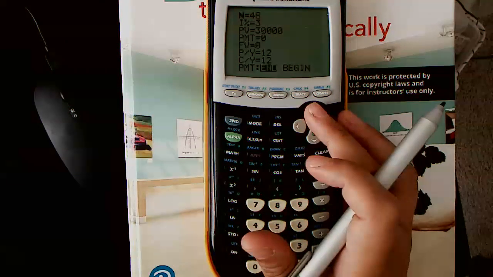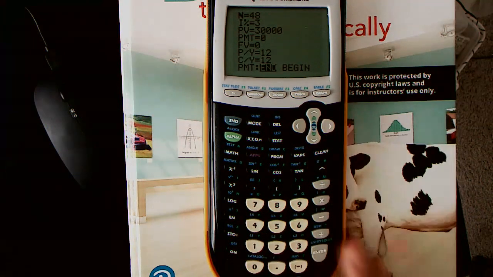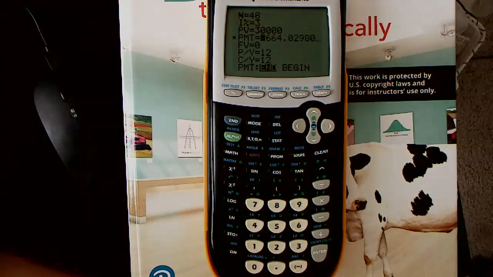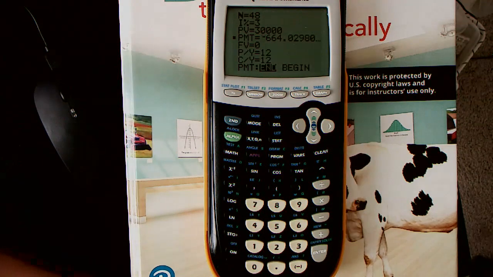Let's go back to PMT, monthly payment, and then we solve for payment. Do you see the same value? $664.03, right? Okay. So let me go back to our notes. I'm going to show you the third method to find out the monthly payment if you get an auto loan.